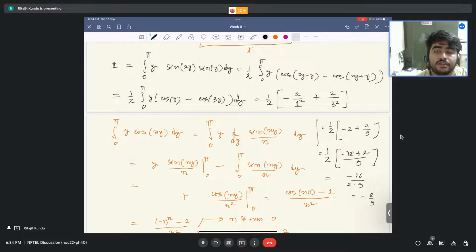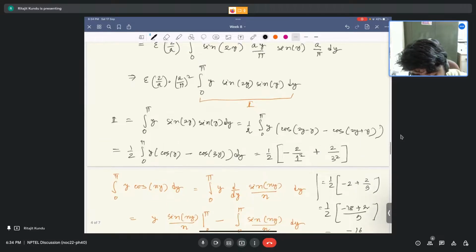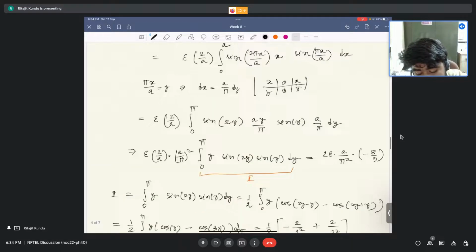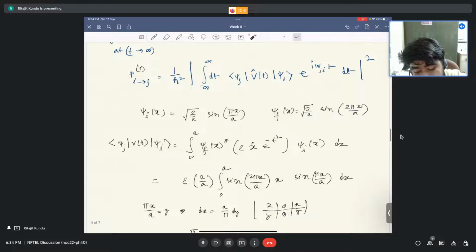Okay, so now we can actually plug this back here. So it becomes 2 epsilon times a by pi square times minus 8 by 9. Okay, so this is the whole answer of this first part, only this part. Now there is still a time integration which we are yet to do.